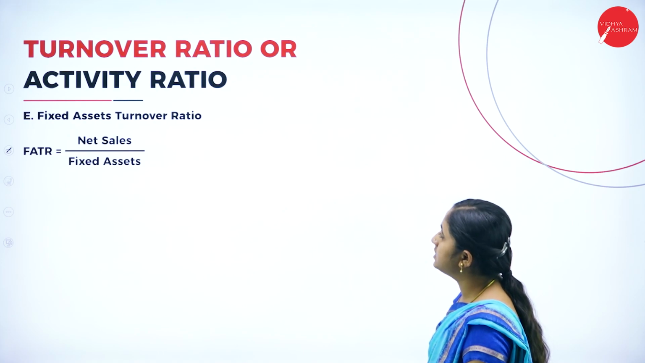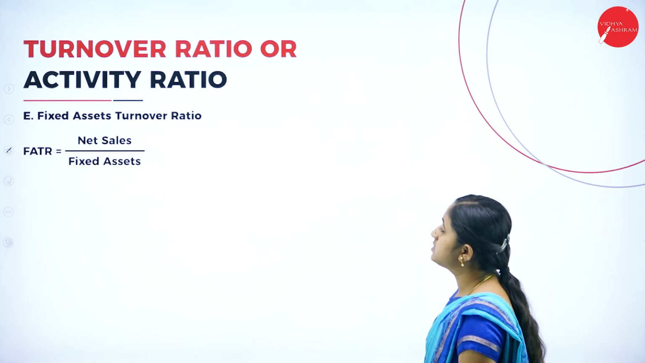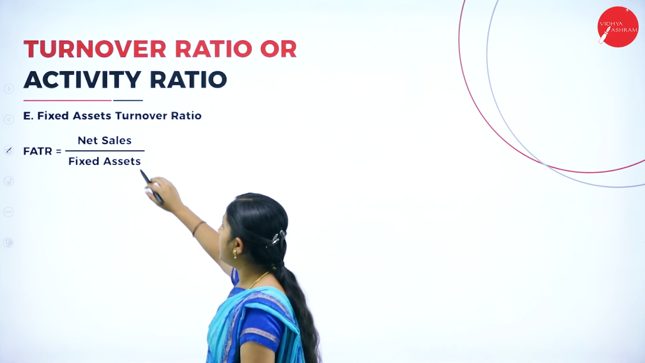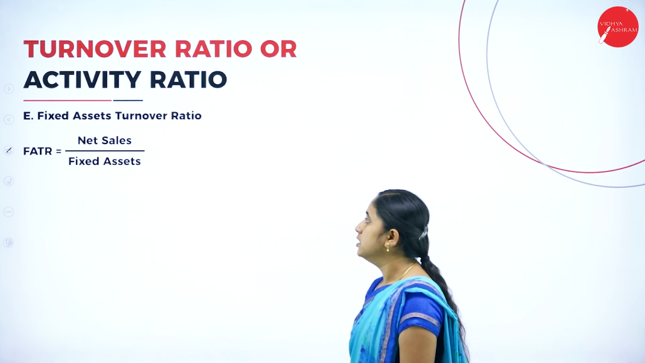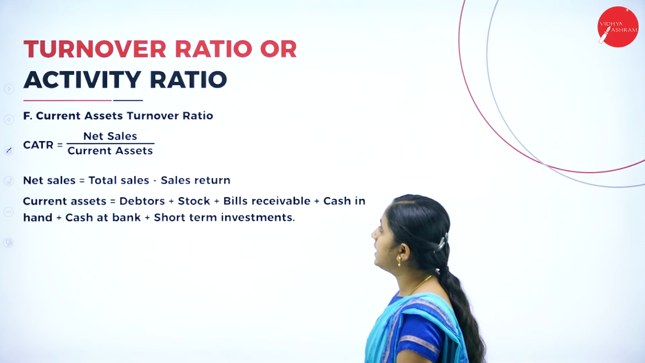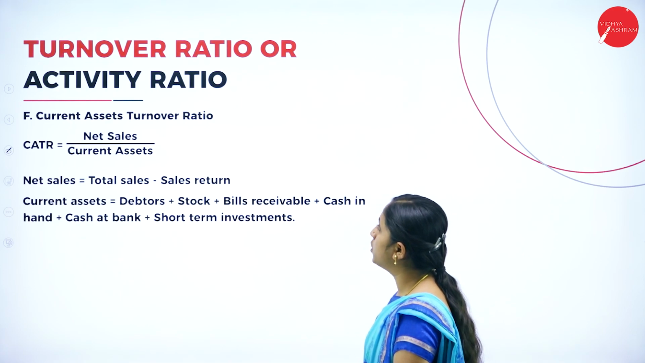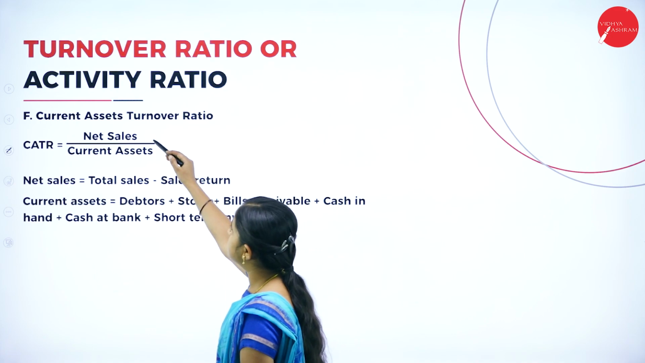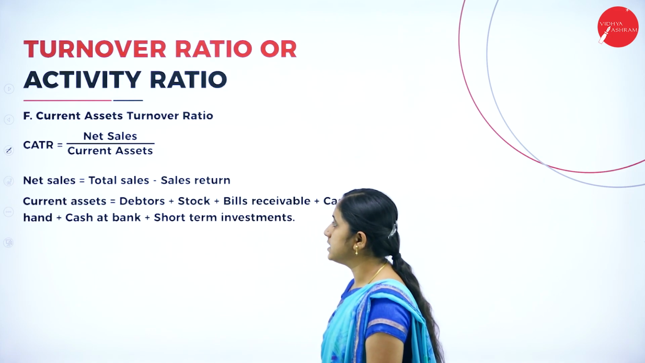Next, fixed assets turnover ratio. Fixed assets turnover ratio is calculated using net sales divided by fixed assets, that is, net sales divided by total fixed assets. Next, current assets turnover ratio. Current assets turnover ratio is equal to net sales divided by current assets.